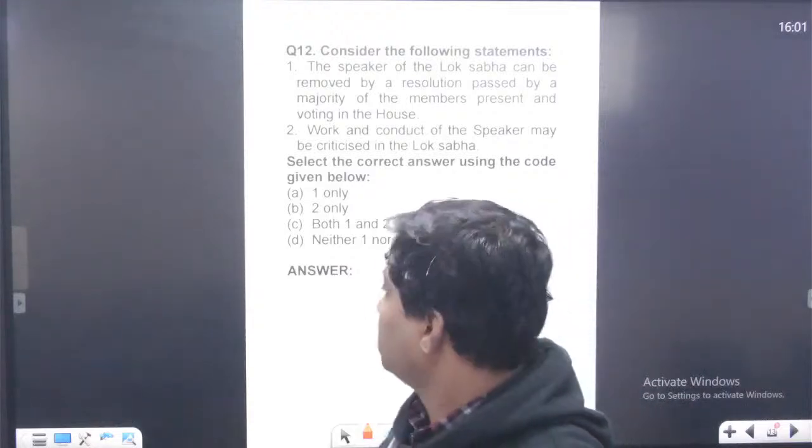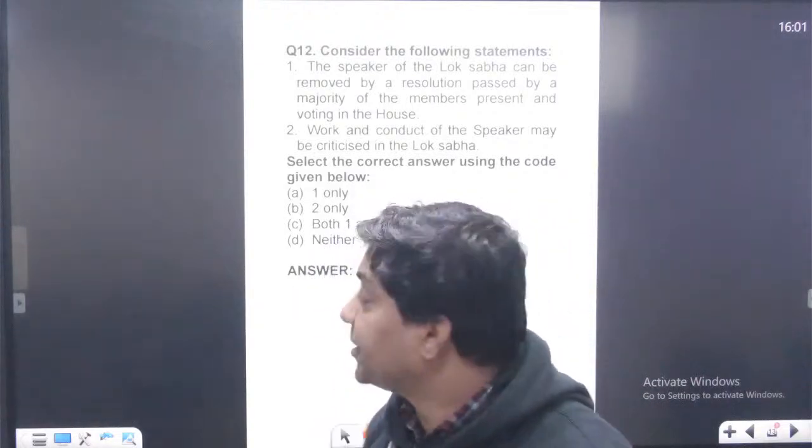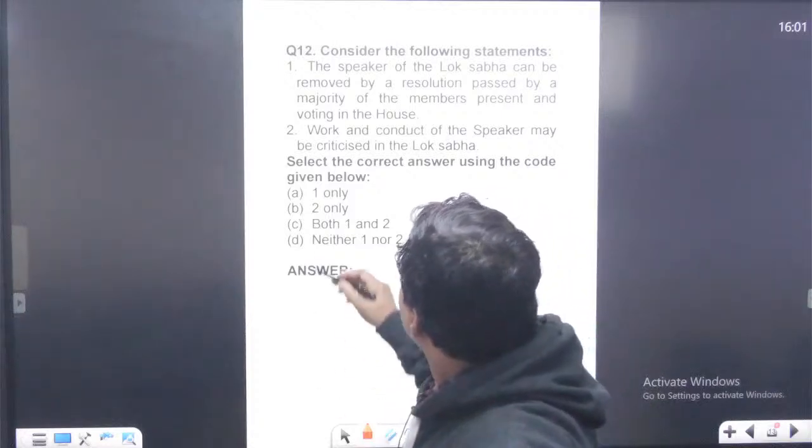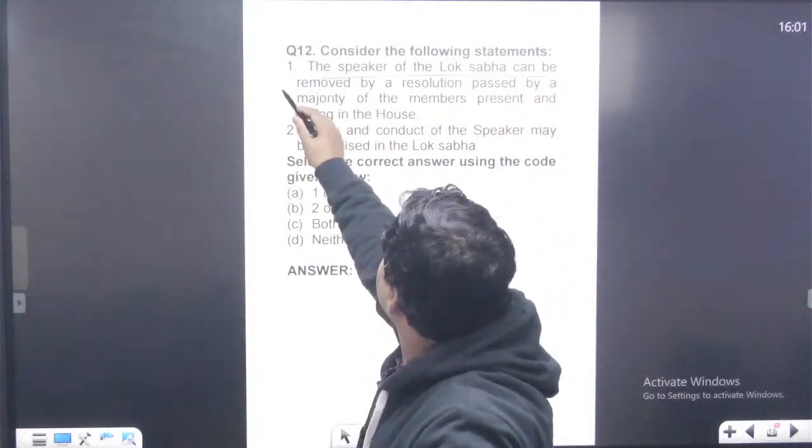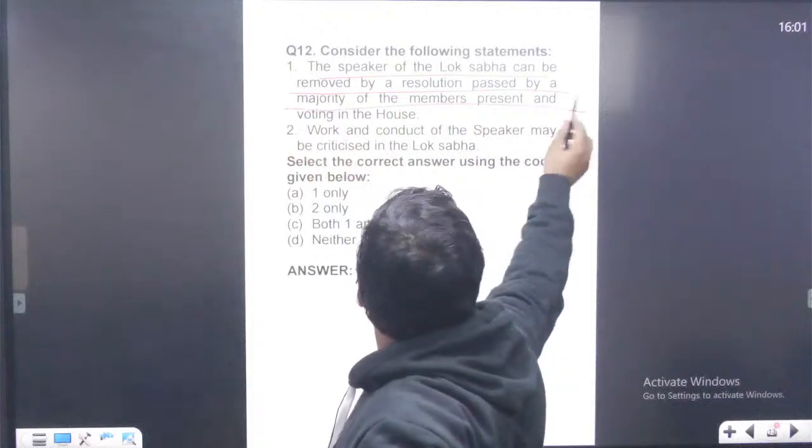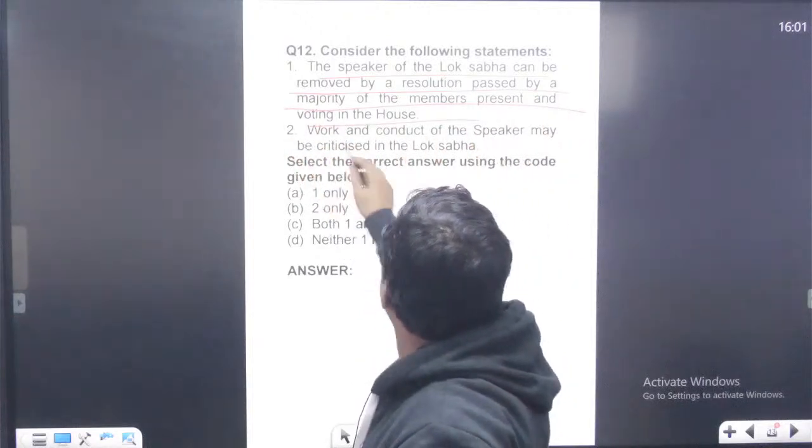Look at the statement here. The Speaker of the Lok Sabha can be removed by a resolution passed by a majority of the members. How have we done this?